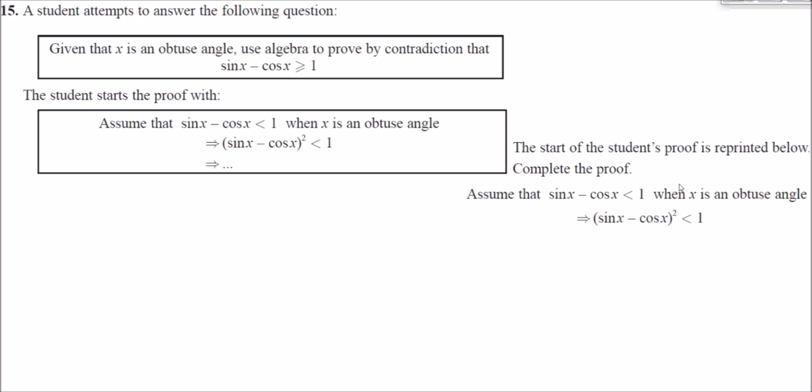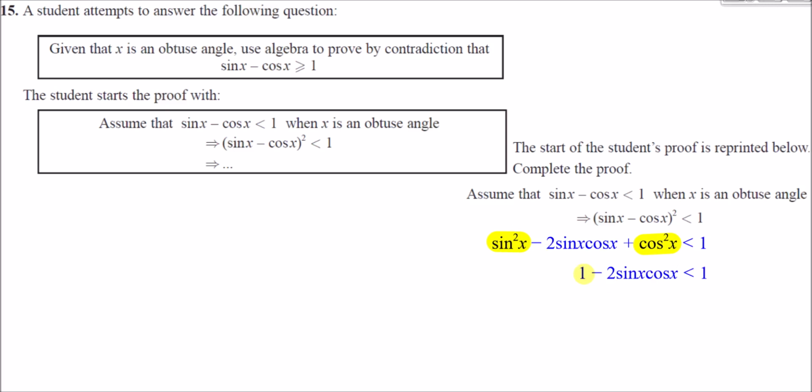The question we've got to do is to actually complete this proof ourselves. So we've got it written out here. Assume that sin x minus cos x is actually less than 1 if x is obtuse. What I'd suggest we do first is to just expand out this bracket. So we get sine squared x minus 2 lots of sine x cos x plus cos squared x is less than 1. However, sine squared plus cos squared is of course 1. So this simplifies to just 1 minus 2 sine x cos x is less than 1.